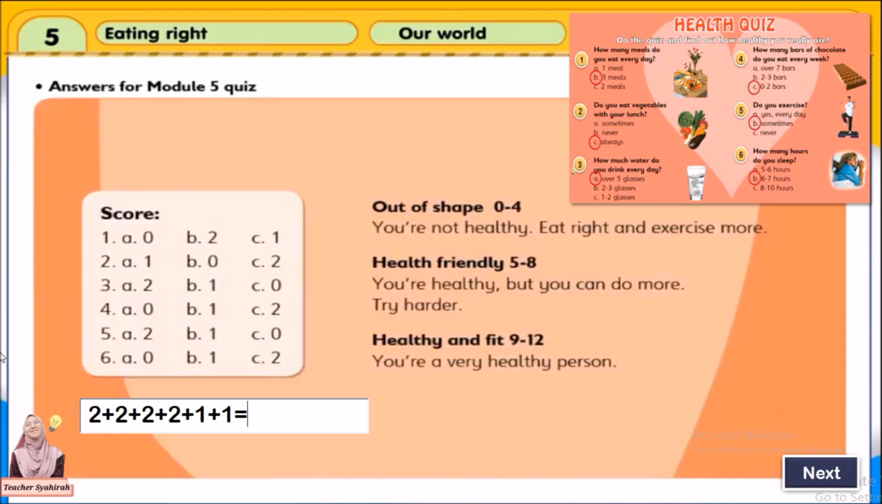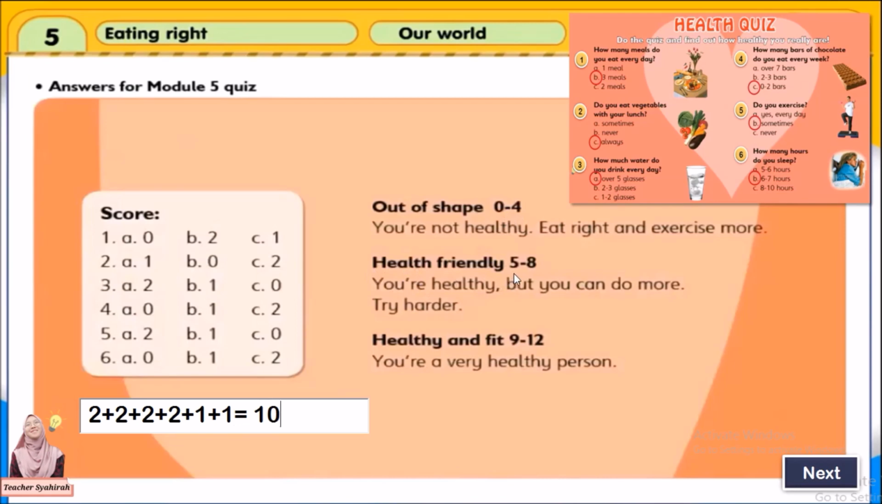Alright, so this is mine. You can count yours. So mine would be 2 plus 2 plus 2, and then another plus 2, and then plus 1 and plus 1. So tambah semua ni, we got 10 marks. Okay, kat sini boleh tengok. If your marks is 0 to 4 marks, you are out of shape. Okay, out of shape maksudnya tak healthy. You're not healthy. Eat right and exercise more. Okay, awak kena makan lebih baik dan lebih bersenam. So, ni kalau markah awak 0 hingga 4. Okay, yang markah yang awak dah tambah tadi.